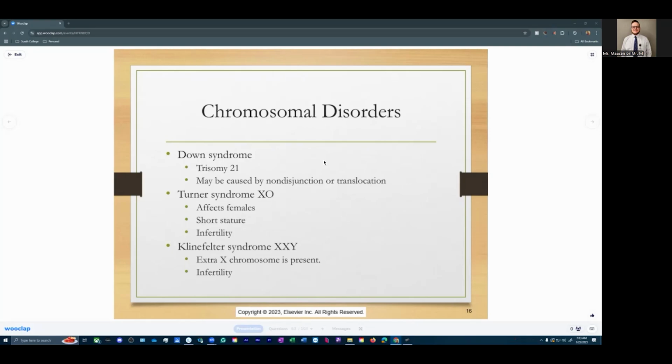And then Turner syndrome is known as XO. It affects females predominantly. Turner syndrome basically means they're missing an X chromosome, which affects female reproductive development, fertility, those kinds of things. And Klinefelter syndrome is XXY. An extra X chromosome is present. This typically does cause infertility as well, and messes with sexual development, very similar to Turner syndrome. But in Turner syndrome, they're missing an X. In Klinefelter syndrome, they have an extra X. And then Down syndrome is having an extra chromosome.